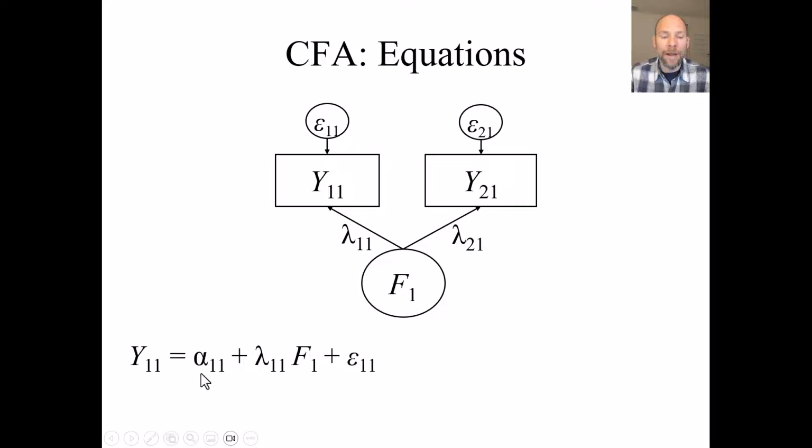And the parameters alpha 11 and lambda 11 are constants. They are estimated as part of the model, and then we also estimate the variance of f1 as a random effect and the variances of the epsilon variables also as random effects. We have a similar equation for the second variable with an intercept or additive constant alpha 21 and a multiplicative constant or factor loading lambda 21, as well as the error term at the end.